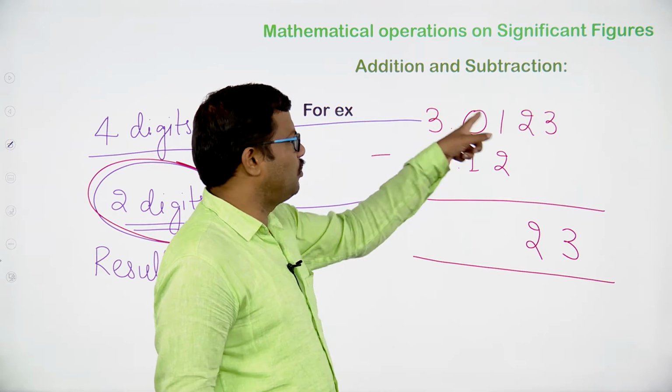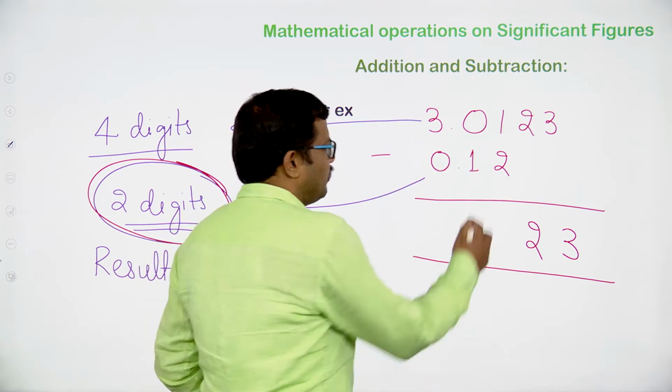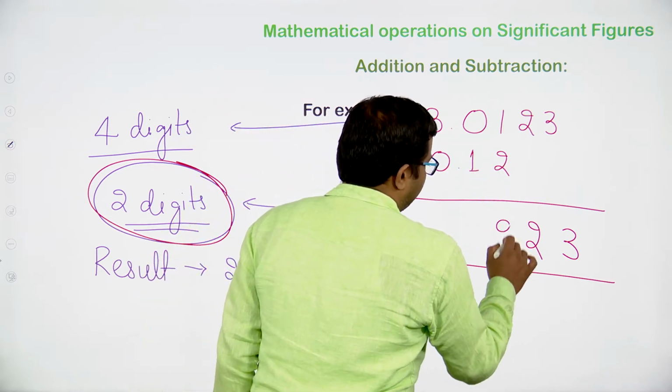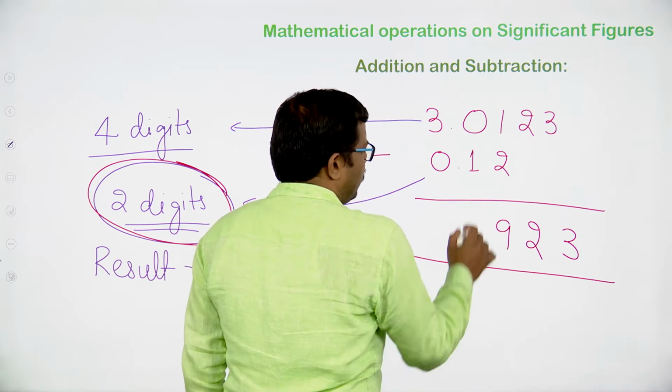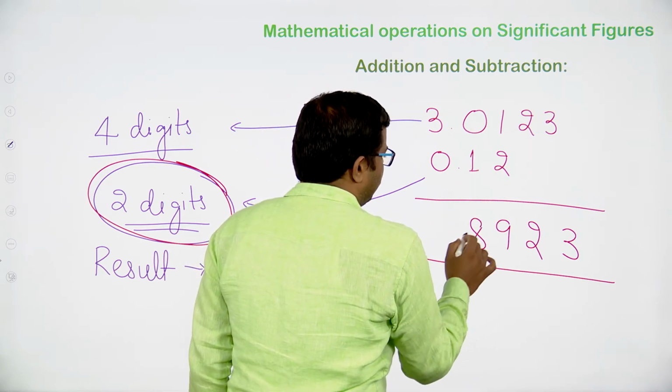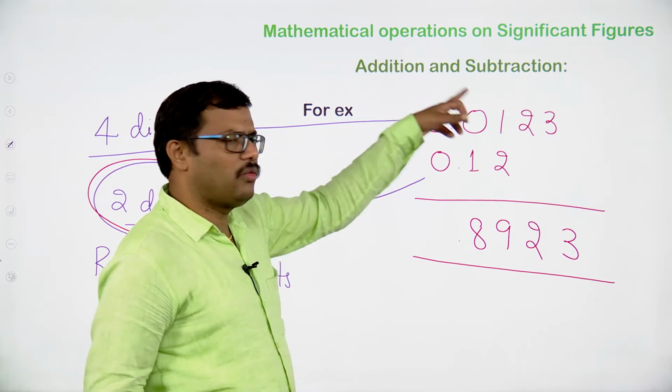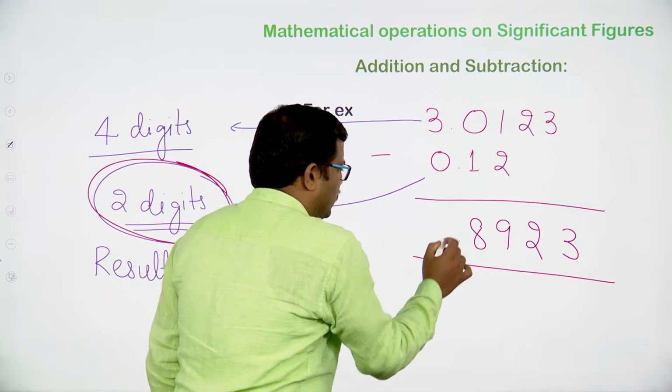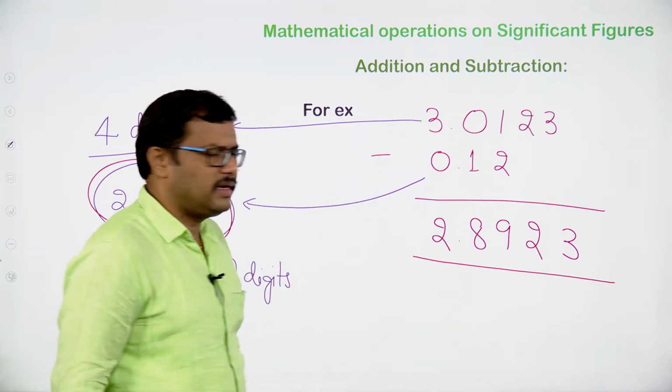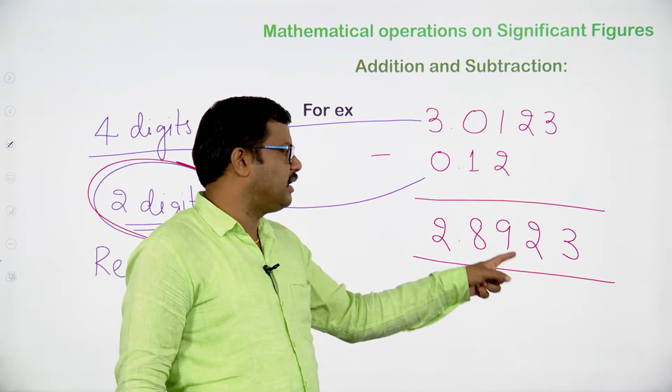We cannot subtract, so I have to borrow. It becomes 11. 11 minus 2 is 9. Okay, so there will be 9. 9 minus 1 is 8, point, and since we have borrowed, this becomes 2. 2 minus 0 is 2. So the result that is coming out to be 2.8923.